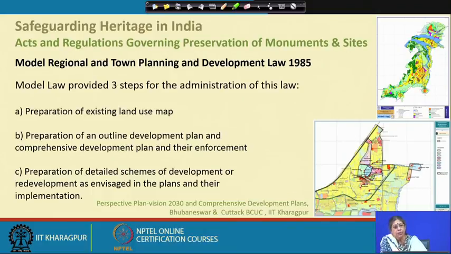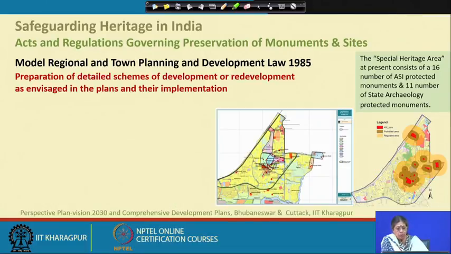As part of the comprehensive development plan, the designation has been done and certain guidelines have been provided, which have to be further specified into specific bylaws for that area. Not only the old core of Bhubaneswar, as we can see where the overlapping is happening, but this will be treated as a special area.